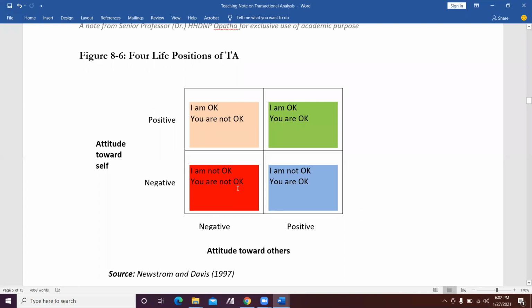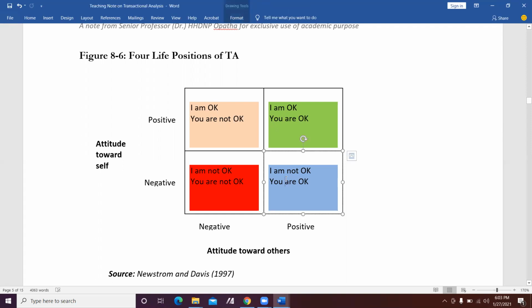From my point of view, my attitude about me is bad, therefore I am not okay. My attitude about you also is bad, that's why you are not okay. Okay, in that way try to understand. Then here the positive. That means my attitude about me is good, therefore I am okay. But my attitude about you and others is bad, therefore you are not okay. All right?